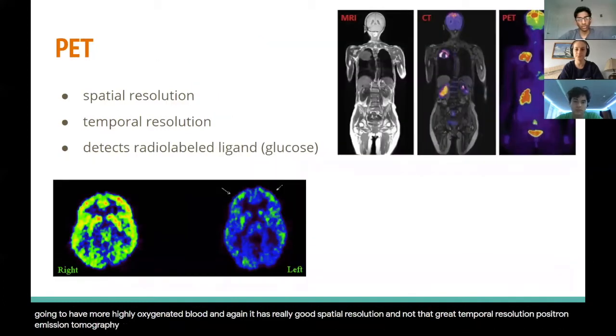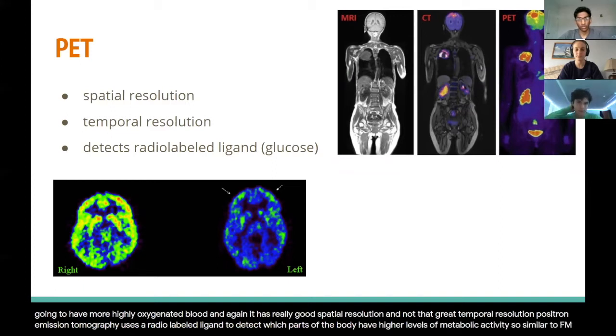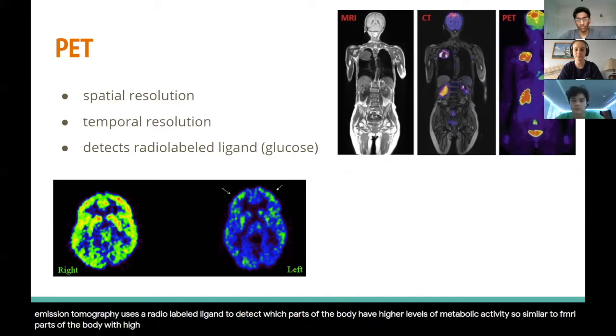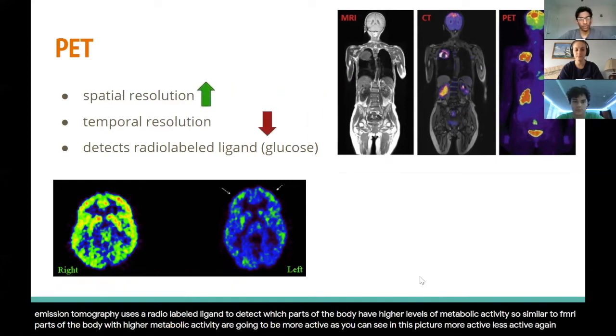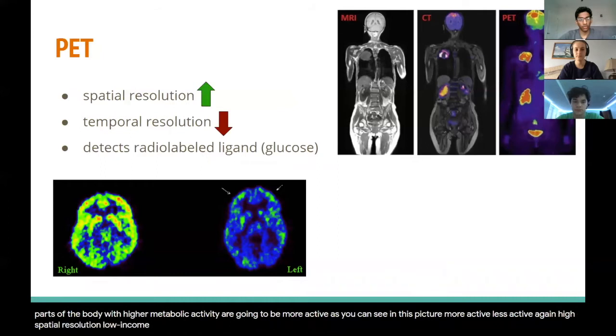Positron emission tomography uses a radio-labeled ligand to detect which parts of the body have higher levels of metabolic activity. So similar to fMRI, parts of the body with higher metabolic activity are going to be more active. As you can see in this picture, more active, less active. Again, higher spatial resolution, low temporal resolution.